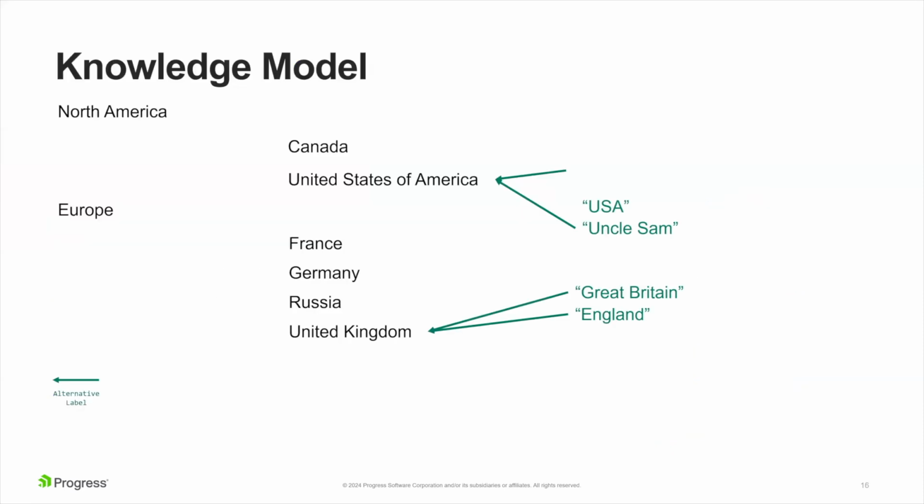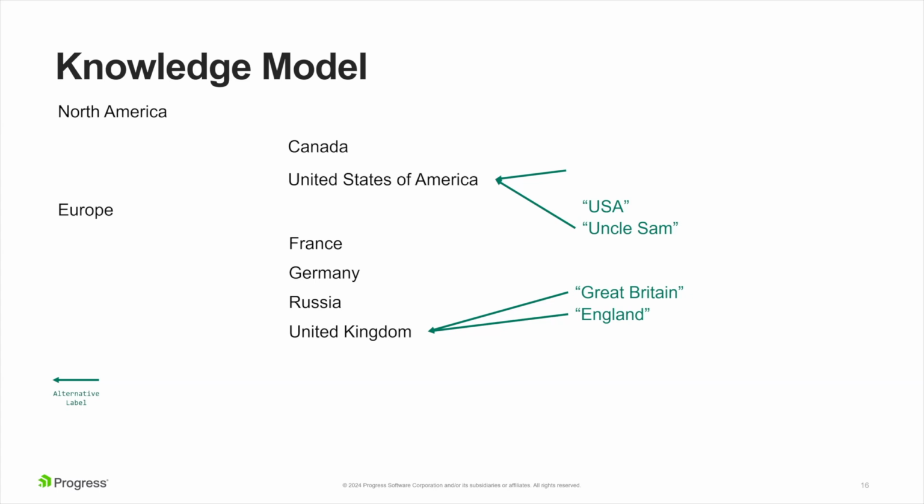Okay, so let's dive into what is a knowledge model. So we're looking at a hierarchical view of the world, if you will, or part of the world. We have continents on the left here, North America and Europe. And in hierarchical form, the continents have countries on the continents, right? So we have Canada and the United States of America in North America. And then in Europe, we have France, Germany, Russia, and the United Kingdom. And those countries might have other names for them.